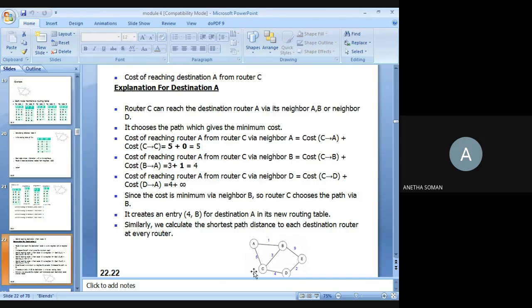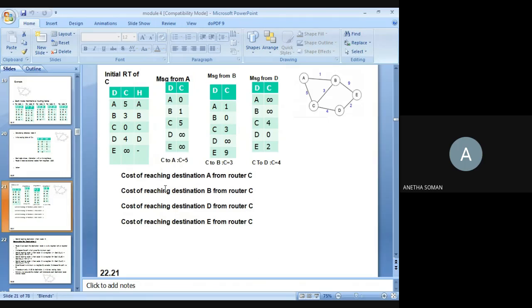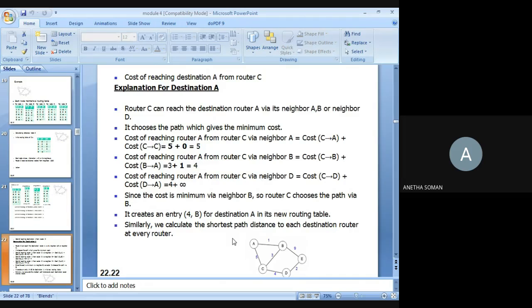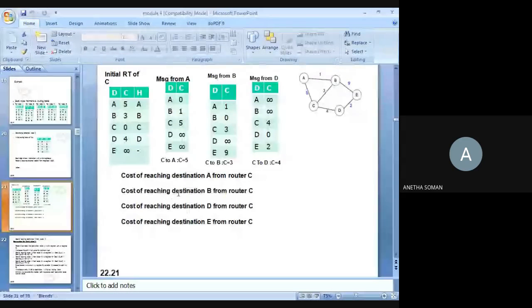I have told this only for router C, and that too only for finding the cost of reaching destination A from router C. This is the expanded step; you can easily calculate it from the topmost table. This is the expanded way of getting the least cost. This is how you apply Bellman-Ford: you find the minimum cost, and through that minimum you find the path.